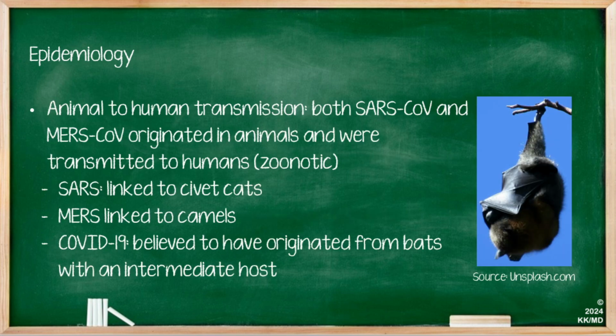The animal to human transmission of SARS-CoV-2 is a known fact, and this is very similar to MERS-CoV. These originated in animals and were transmitted to humans, therefore being classified as zoonotic infections. SARS is particularly linked to civet cats, and MERS is linked to camels. COVID-19 is believed to have originated from bats with an intermediate host. However, this is not fully confirmed.